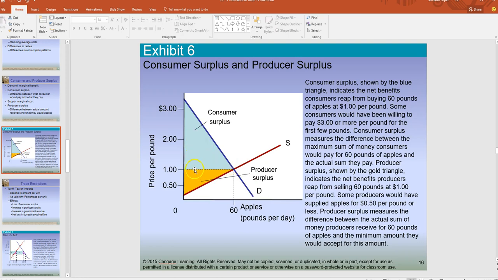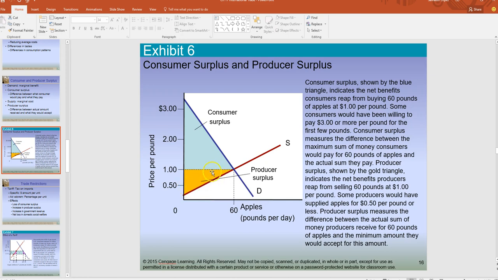Now, the price is $1, but some people are willing to pay, let's say, up to $3 right here, and it's actually higher than that. Well, somebody who is willing to pay $3 actually pays $1. So 3 minus 1, that's $2. $2 is the amount of consumer surplus in that case.